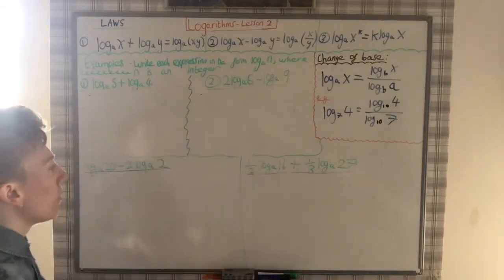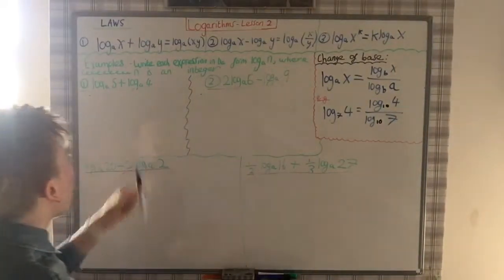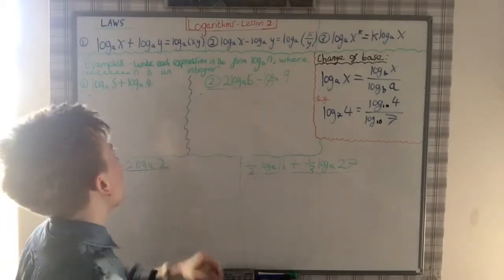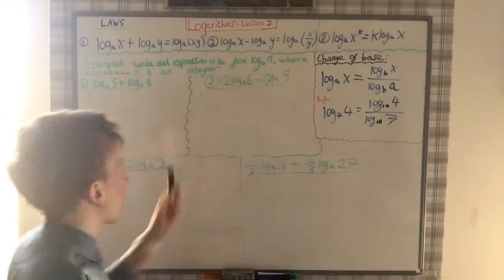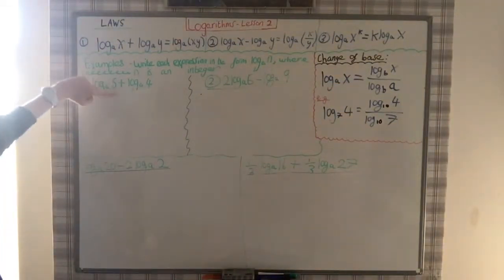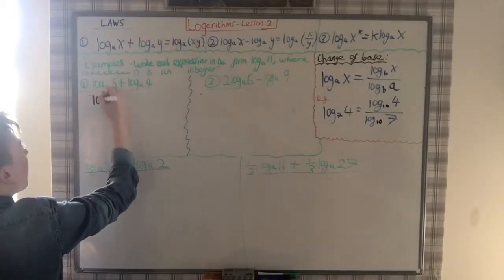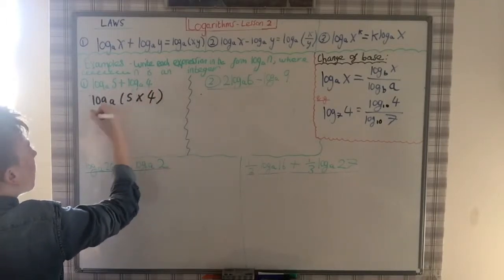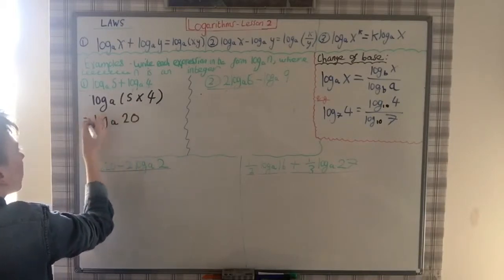I'll go through these 2, but with these 2 I'd like you to pause the video and have a go for yourselves. So to start with, write each expression in the form of log n with base a, where n is an integer. Now remember, integer just means a whole number. So the first example, log 5 plus log 4 with base a. The base is the same, so we can apply the first law of logarithms. This is log a of 5 times 4, which is log a 20.